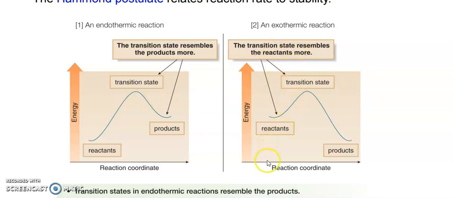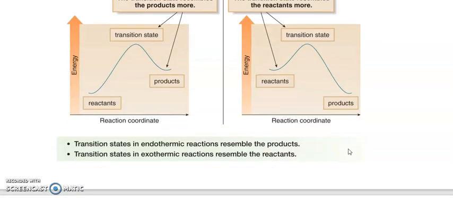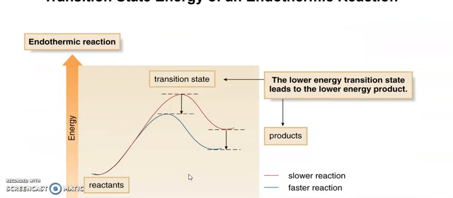You can see in exothermic reactions, the energy of the reactant is higher than the energy of the products. So it resembles the transition state more than the products. So transition states in endothermic reactions resemble the products. The transition states in exothermic reactions resemble the reactant.